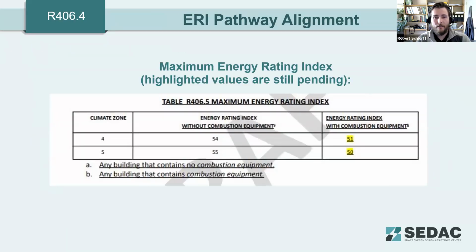Moving on to the ERI compliance pathway. So as I said, there's the prescriptive compliance pathway, the performance compliance pathway, and then the ERI compliance pathway. So the ERI compliance pathway, what we know at the moment about the stretch code is what is on the screen here. You may note, if you're familiar with the current IECC, that these two ERI values without combustion equipment are actually the same as the current code. That is likely to change as the code continues to develop, as well as the ERI ratings for with combustion equipment. Those are also likely to change as they are highlighted. So we'll keep an eye on this as the code continues to develop, but there will be ERI targets.